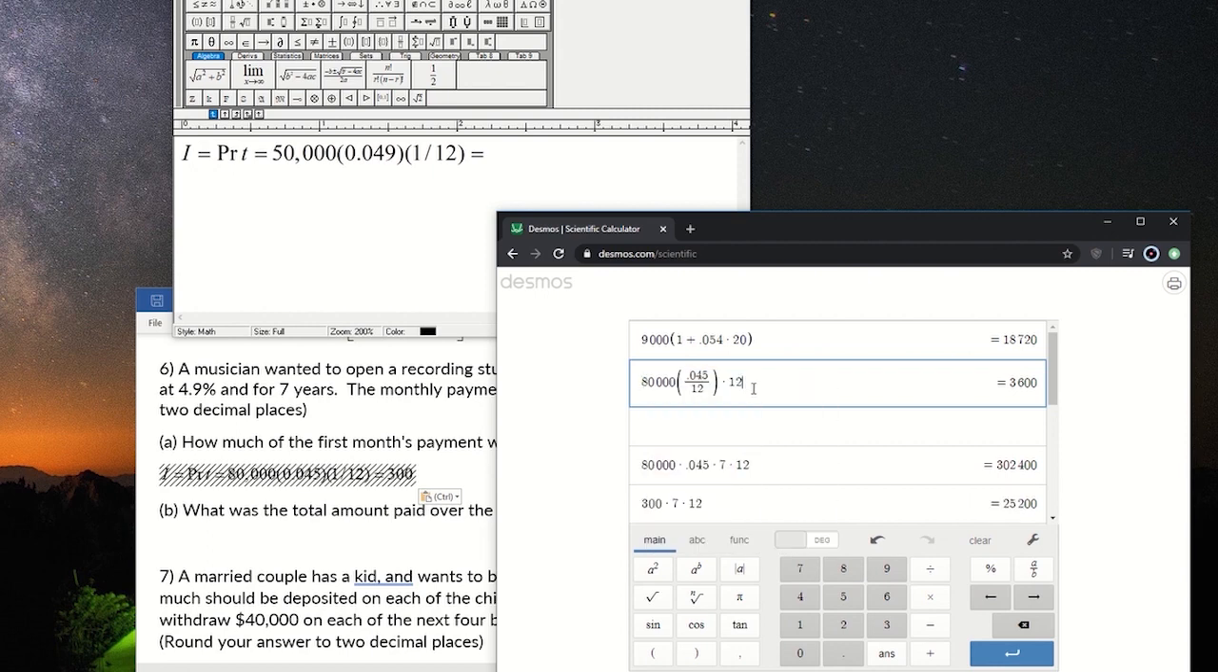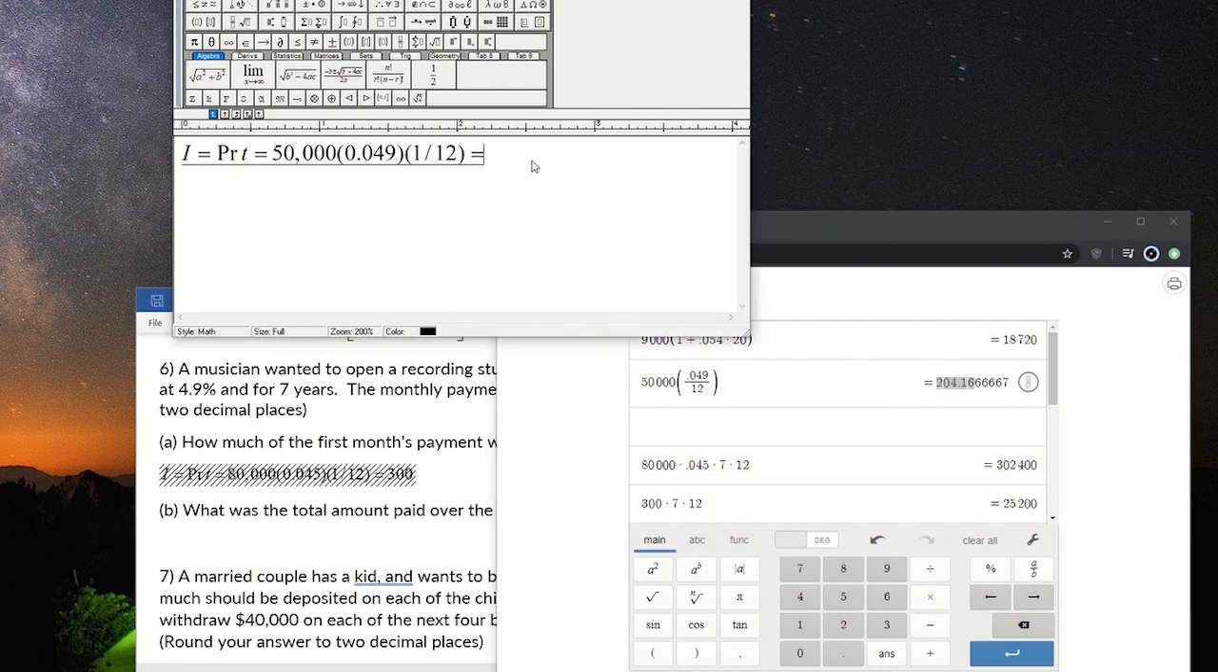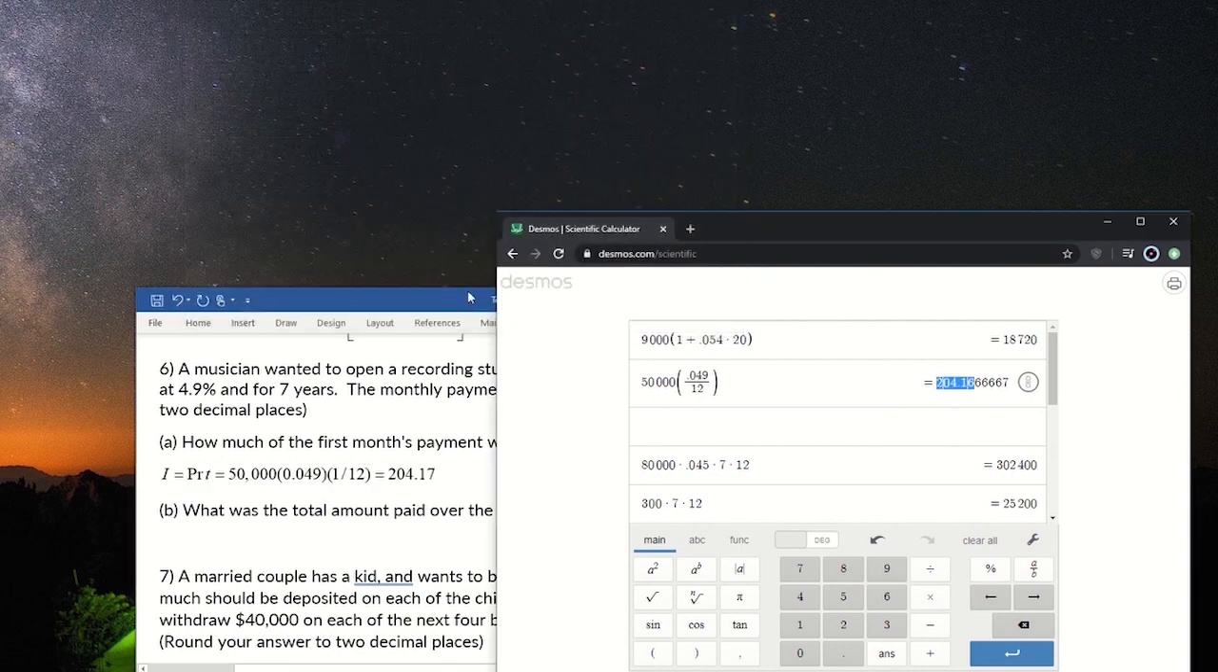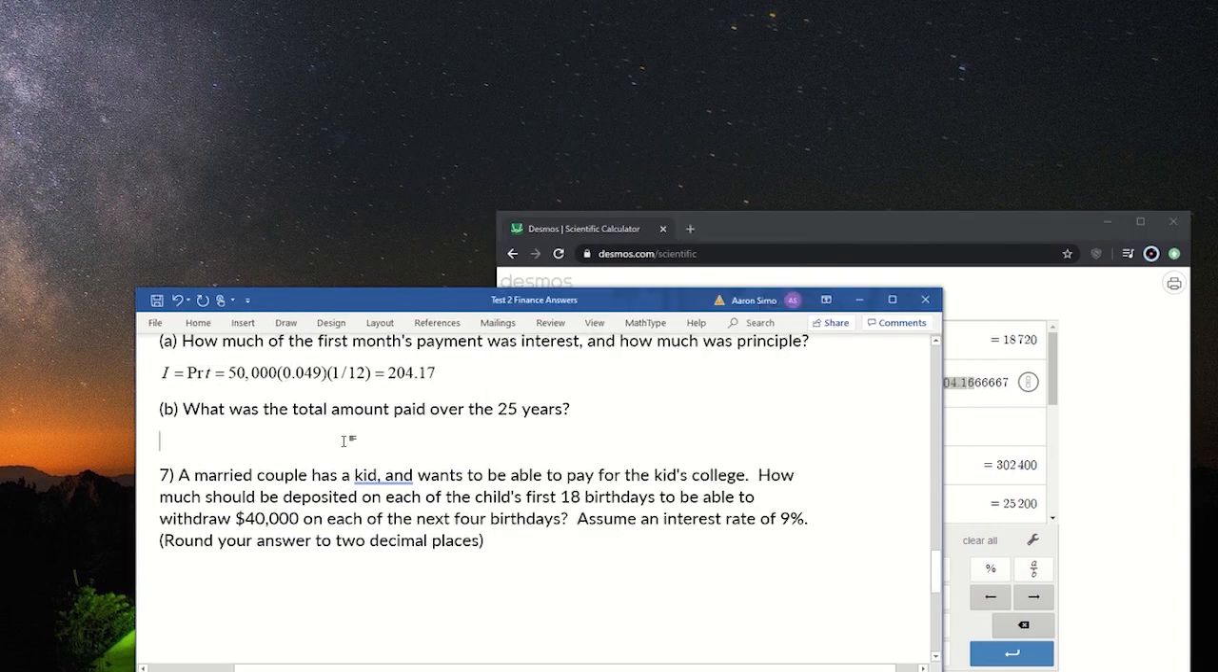Copy, or just do this. Delete that, change this to 9. Change this to 5, and we get something. 50,000 times 0.049 over 12, we get an answer. Okay, we're about to change that to 7. Round that correctly, there we go, that's our answer. Insert that there. What was the total amount paid over 25 years?